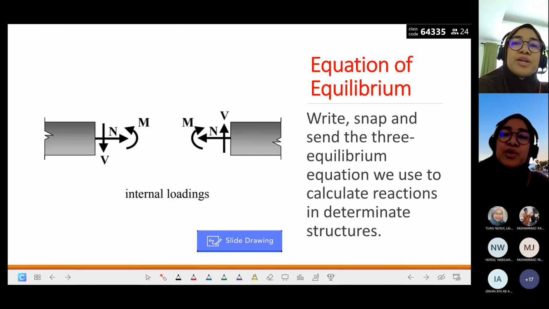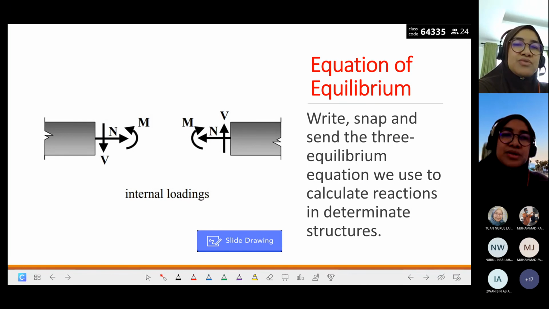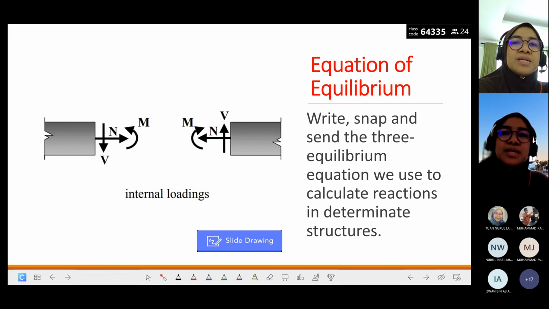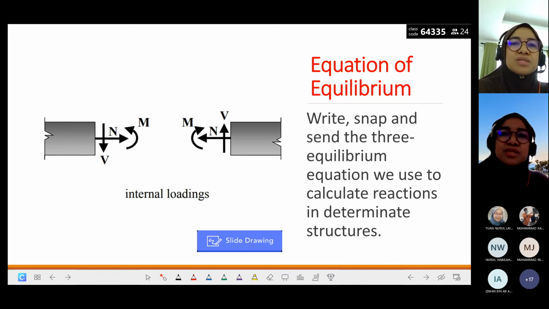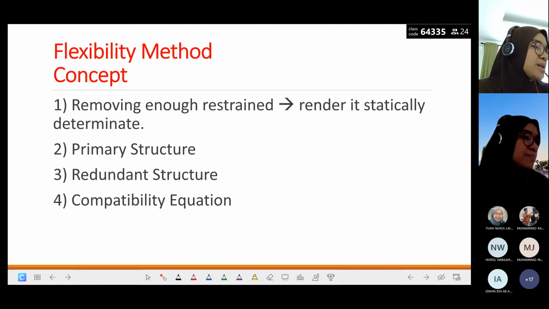Number 1, equation of equilibrium. The 3 equations that we always use to analyze reactions in a determinate structure. We use the same equations in order to determine the internal forces in the system. Okay, that is already more than 3, never mind, I will just move to the next one.